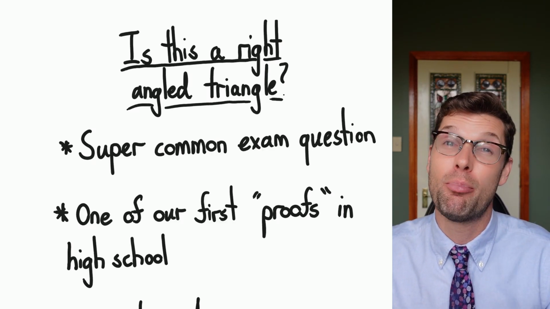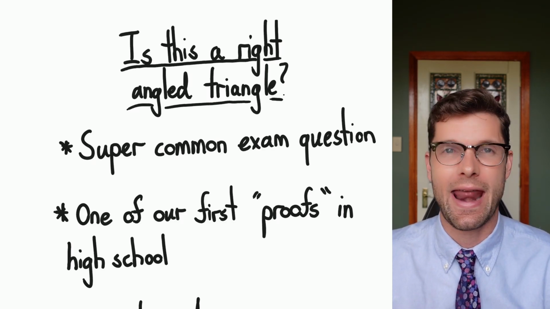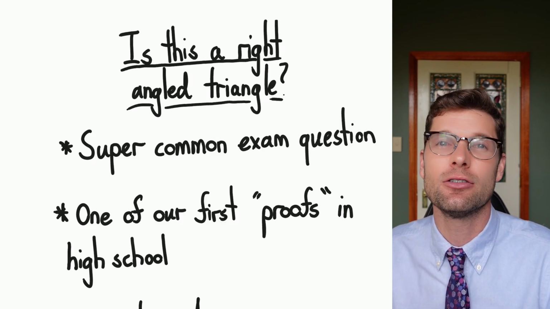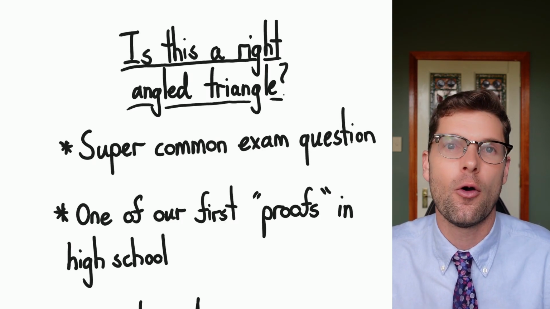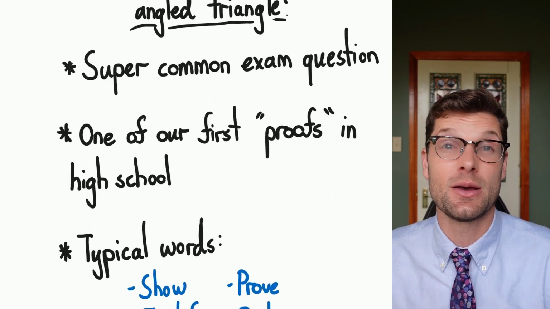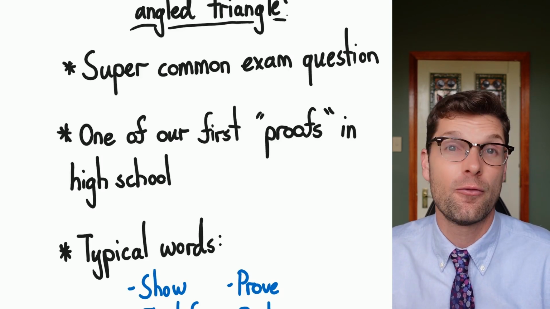Today we're going to look at applying Pythagoras' theorem to triangles that we're not sure if they're right angled or not. This is a super common type of exam question. You'll be given a triangle and then you'll be asked to prove or justify whether or not it is a right angle. This is a difficult question sometimes for students because it's the first time we've been asked to prove something in mathematics for a lot of us.